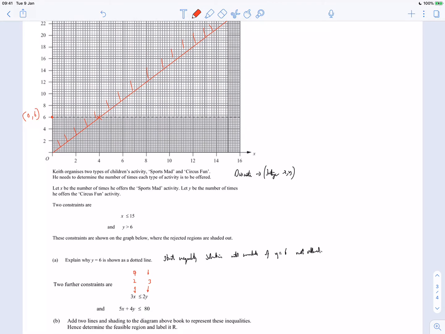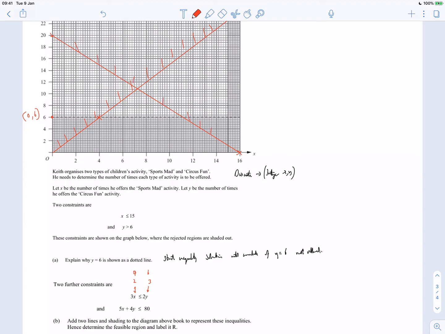And then 5x plus 4y is less than or equal to 80. So we'll do the cover-up method. If y is 0, 5 lots of what is 80? I believe that means x is 16. And if I cover that up, 4 lots of y is 80, so y is 20. So I just draw a line between 20 and 16, like so. And I want that total to be less than or equal to 80, so I want the bit below this line.